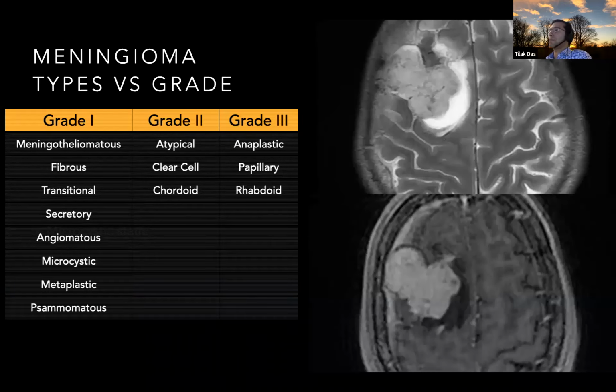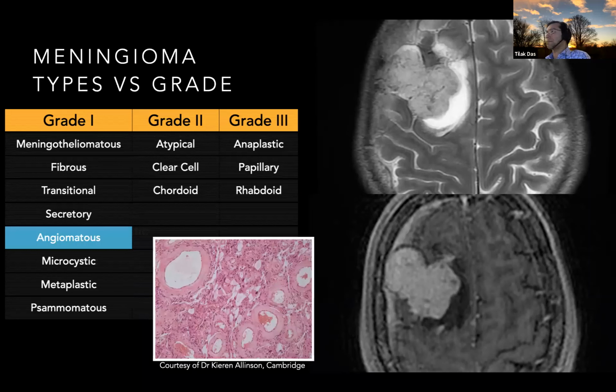Okay, and what do you think of this one? So again, just have a think, no polling for this, but you've got a T2 hyperintense mass, some cystic areas, quite avidly enhancing. There's a lot of dural, massive dural tail effectively. And this is another type called the angiomatous. So you can see lots of blood vessels within the tumor.